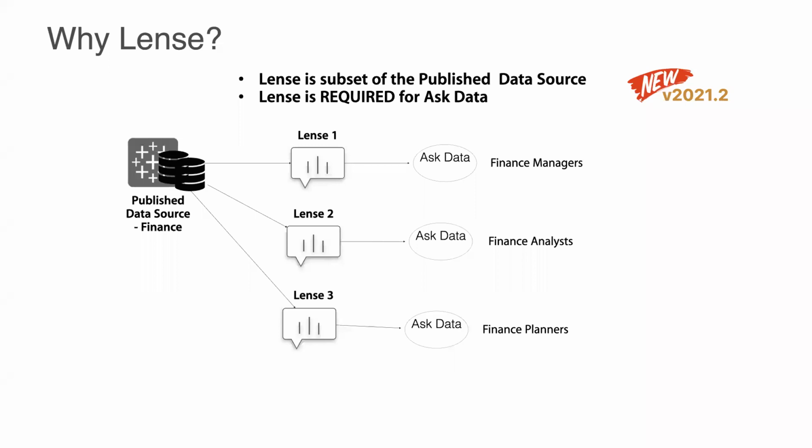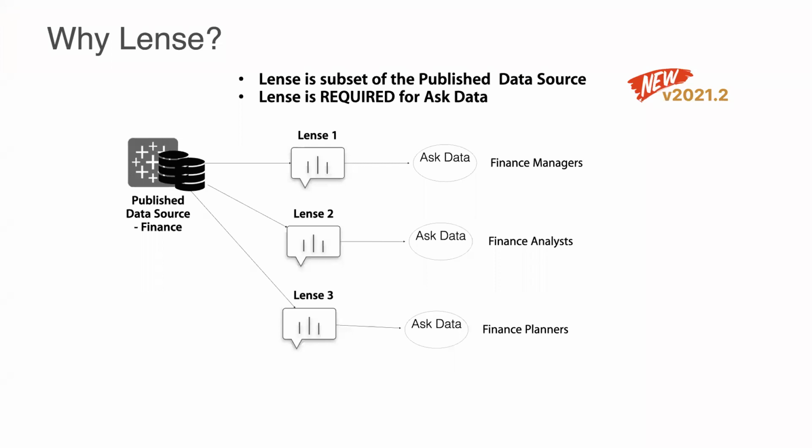So what it also means is Lens is a subset of the published data source. Okay, it's a subset only. And now from 21.2, like it or not, Lens becomes required for Ask Data. It means you have to have a Lens before you can ask data. In the past, now let's go back to my demo.